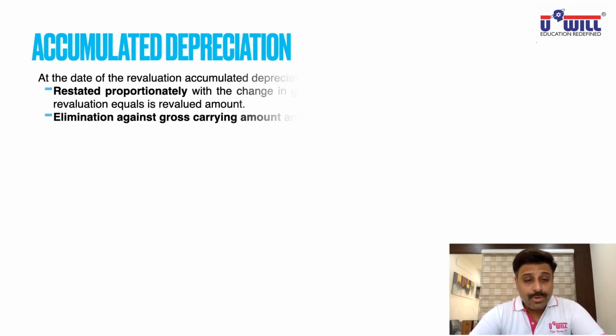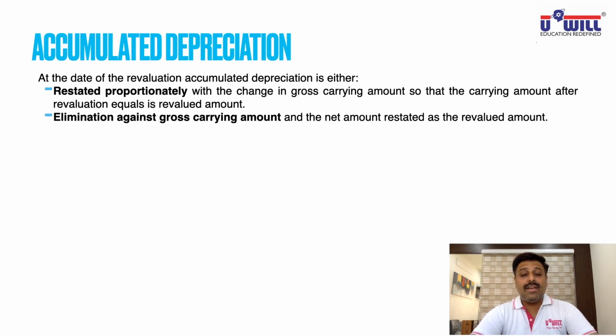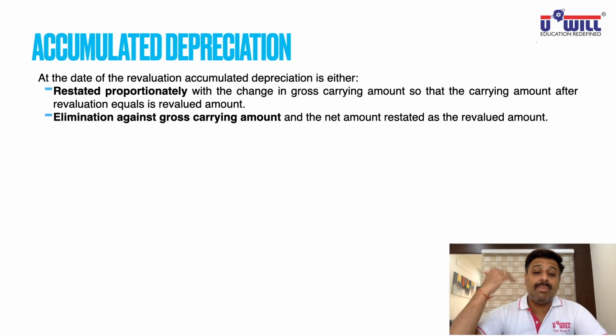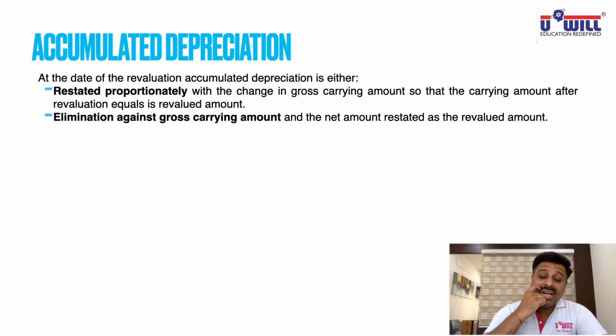Accumulated depreciation: what would you do? At the date of revaluation, accumulated depreciation is either, now this is important, we'll understand it with the help of an example, restated proportionately with the change in gross carrying amount. Gross carrying amount means cost. Underline the words gross carrying amount, cost. So that the carrying amount, meaning book value, after revaluation equals its revalued amount. So either you restate it proportionately or you use the elimination method: elimination against gross carrying amount, and the net amount restated as the revalued amount. We will understand both these methods with a practical example so that it becomes clear.